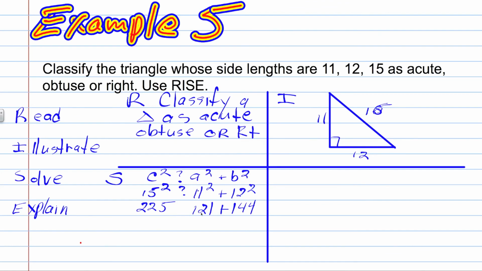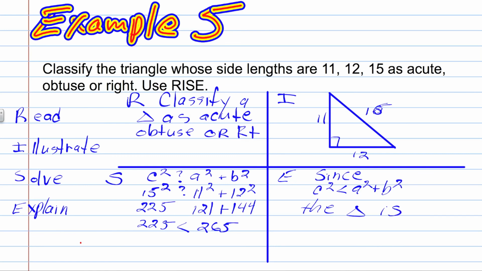So doing the math here, 121 plus 144, 1 plus 4 is 5, 2 plus 4 is 6, and 1 plus 2 is 3. So 225 is less than 265. Therefore, this is an acute triangle. Okay? So in our explain portion, we're going to say since c squared is less than a squared plus b squared, which is interpreted since the square of the longer side is less than the sum of the squares of the other two sides, the triangle is acute. And this isn't necessarily a 90-degree angle, but that was meant to be the angle that we were testing.